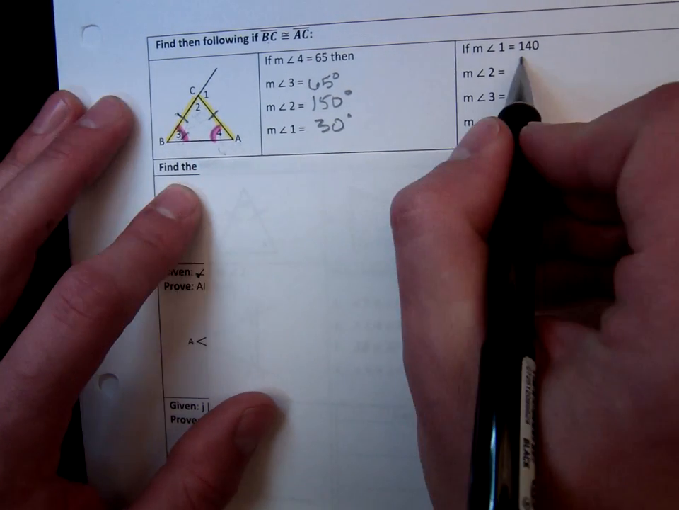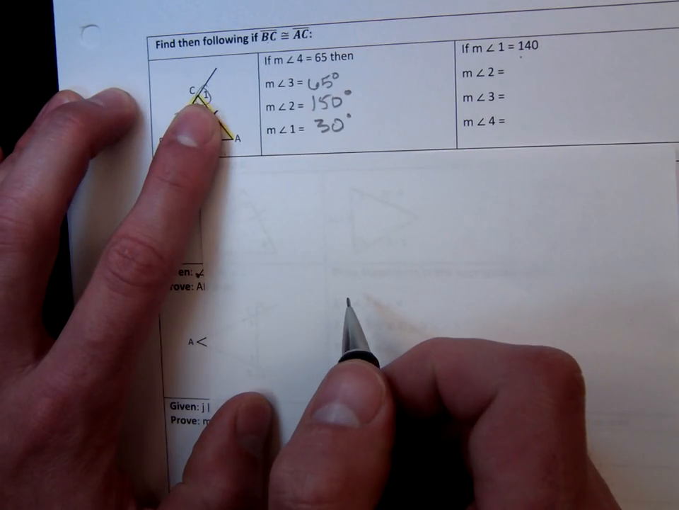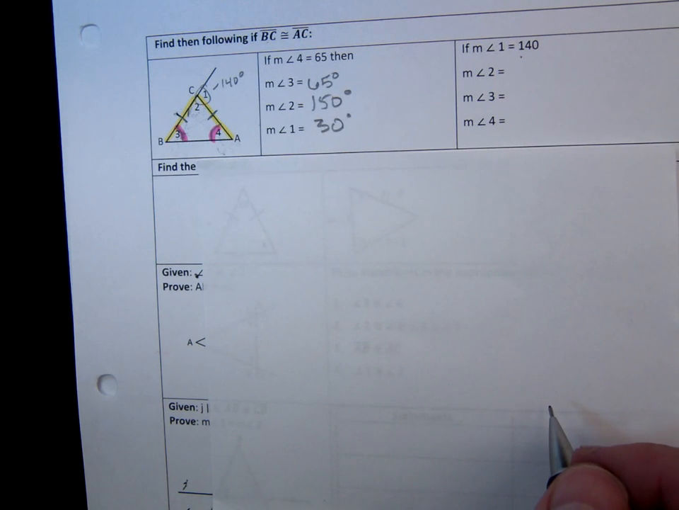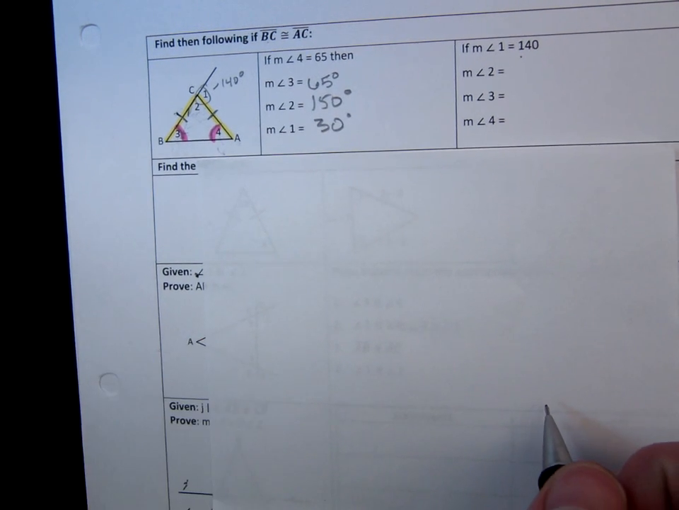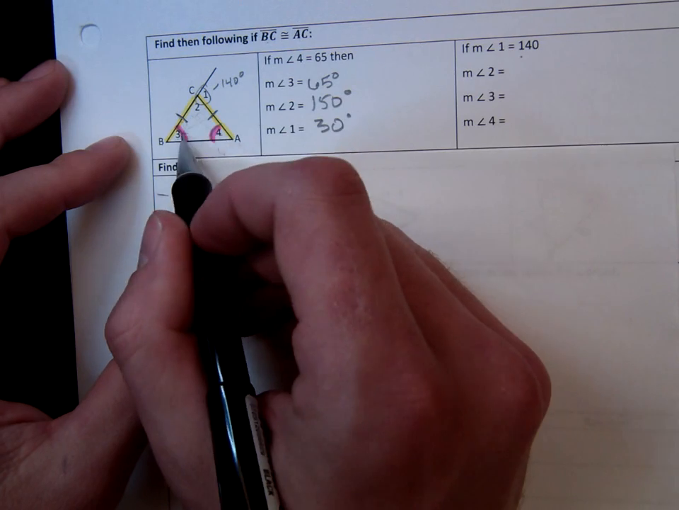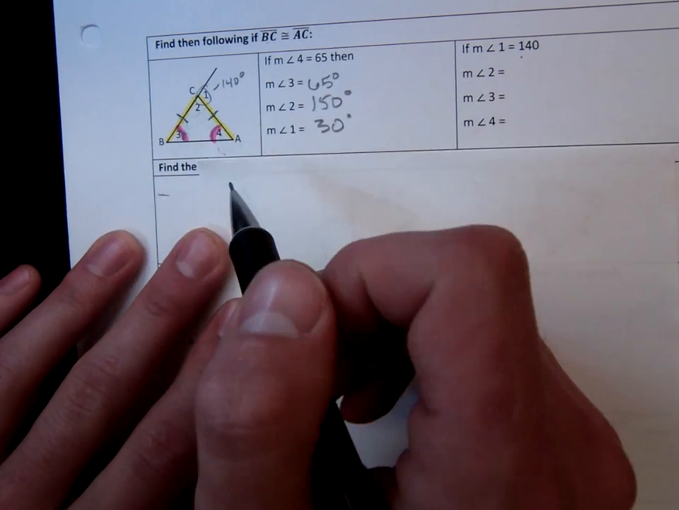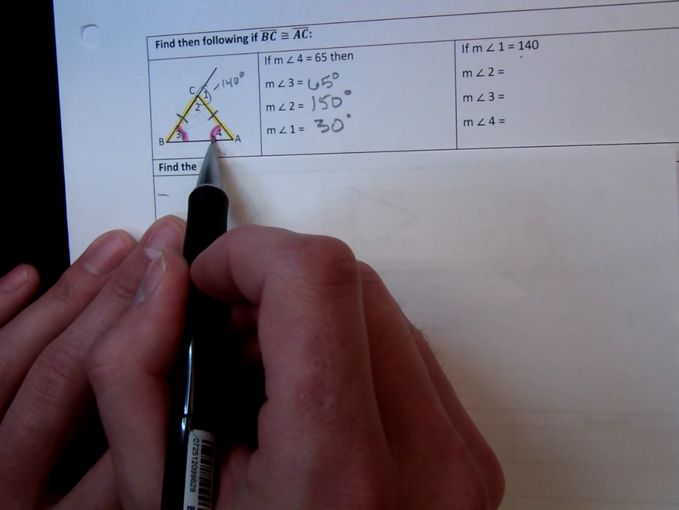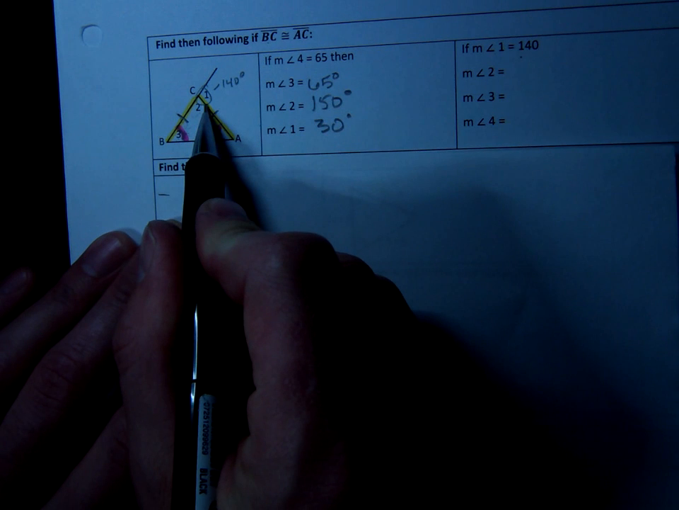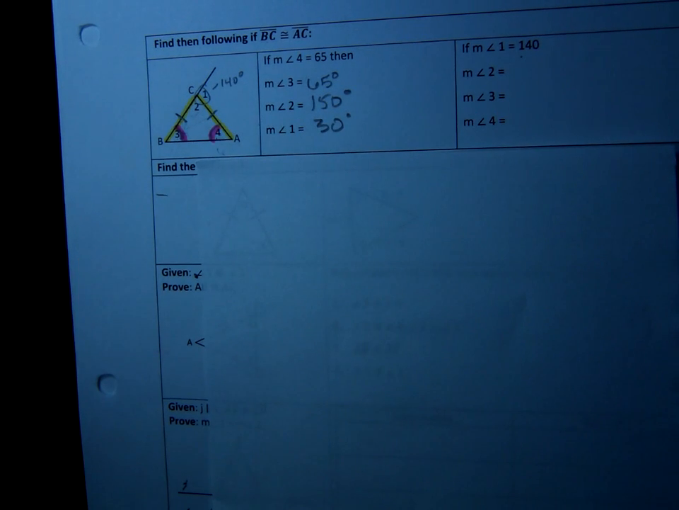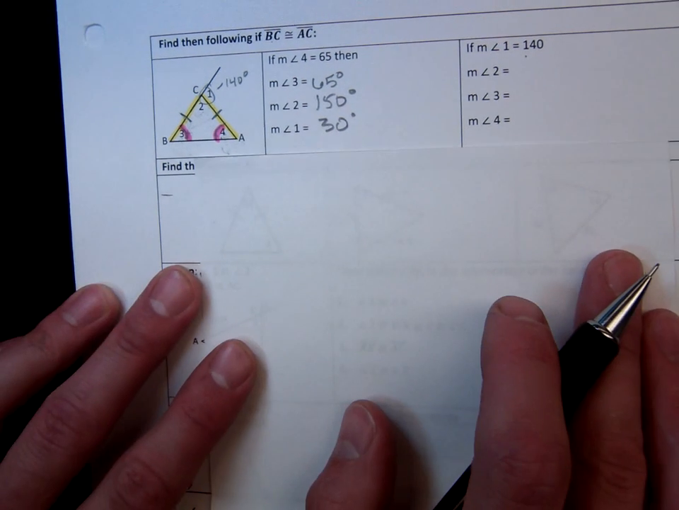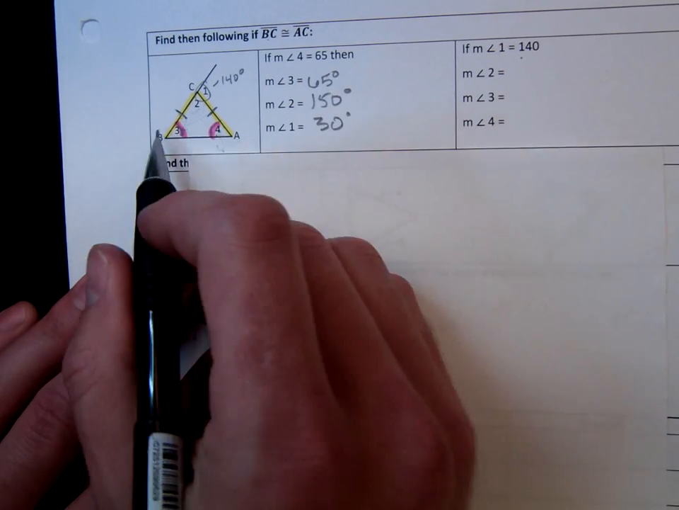Now in this one, they tell me that the measure of angle 1 is equal to 140 degrees. Now, one of the pieces here is that there actually is a theorem that I'm going to use for these two, but we'll get to that in a second. You could use the exterior angle theorem, meaning that angle 3 plus angle 4 is equal to angle 1. That theorem is very useful, but at the same time we can certainly get there without it.